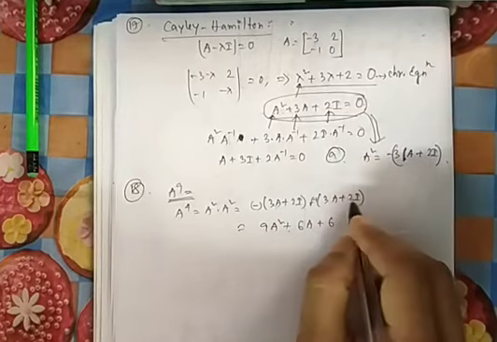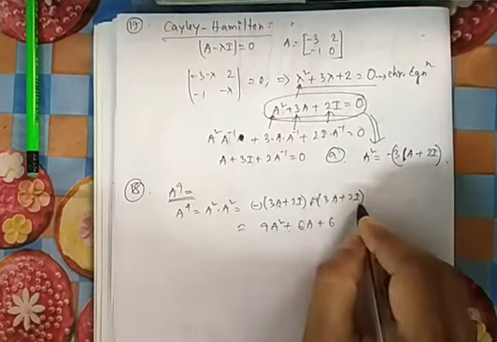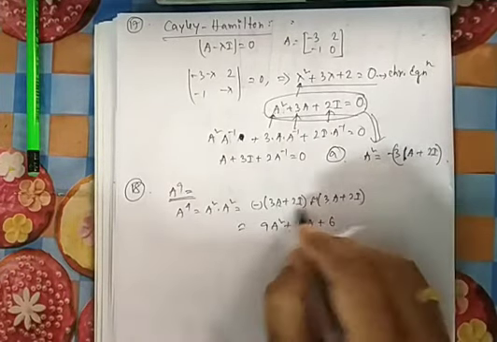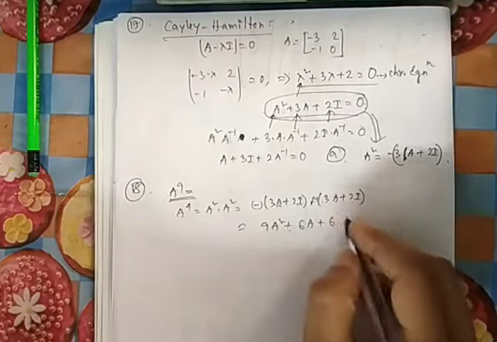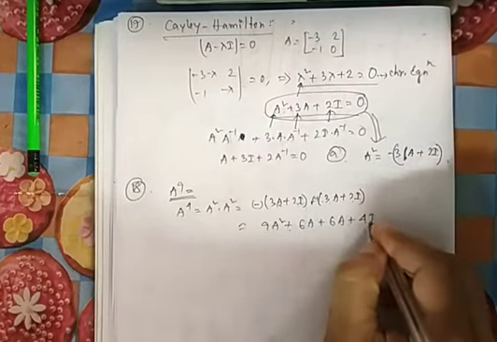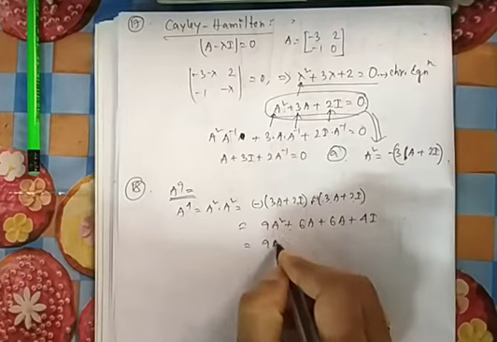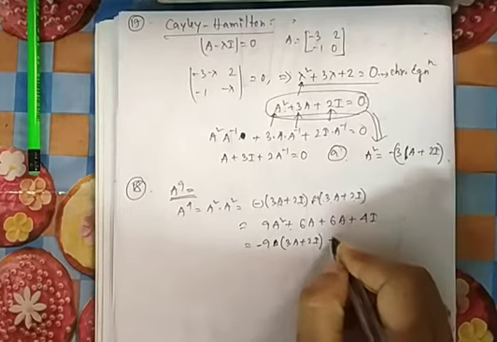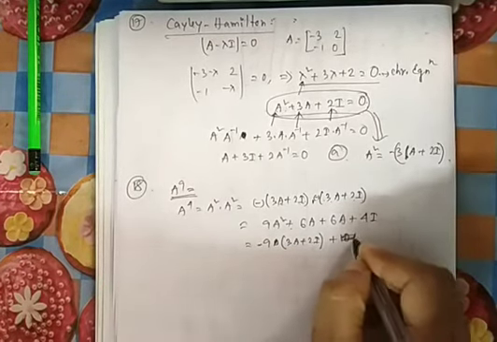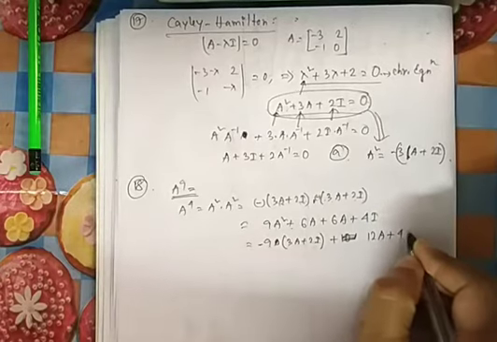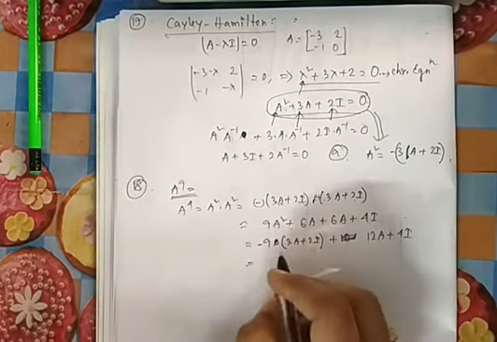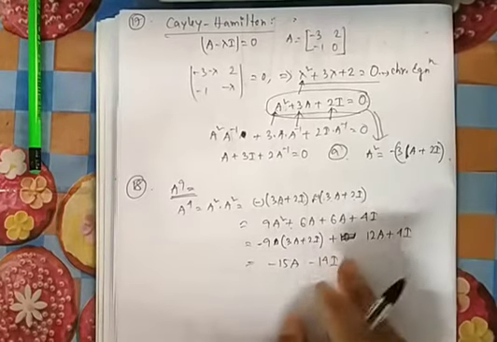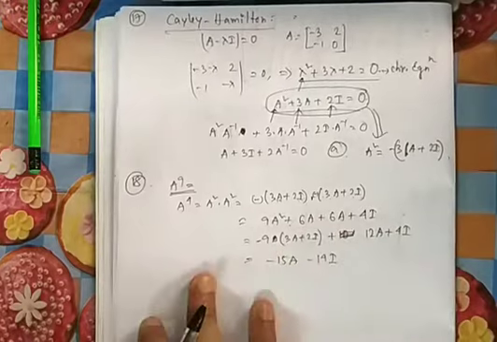But if it is not I, suppose AB, then this is AB and this is BA, so both are different. That's why you have to multiply in this way. That is 6A plus 3 into I into A, again A, plus 4I. So it will give you A to the power 4. Again, in place of A square, we can put minus 3A minus 2I, plus 12A plus 4I. So if you simplify it, you will get minus 15A minus 14I. If you expand it, you will get it.